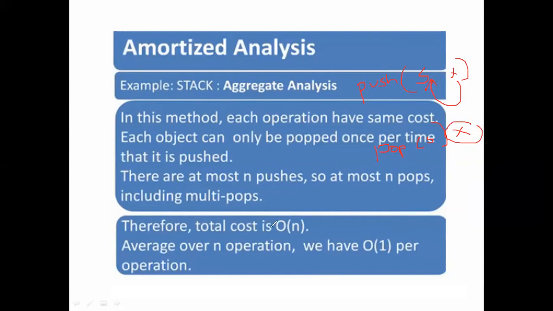Then we move to the multi-pop. For multi-pop we have S comma K, which pops the minimum of K comma S elements.